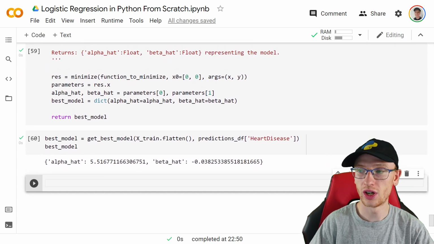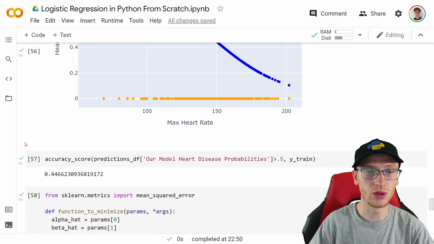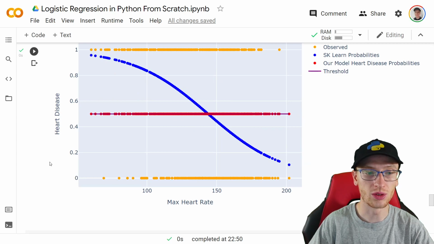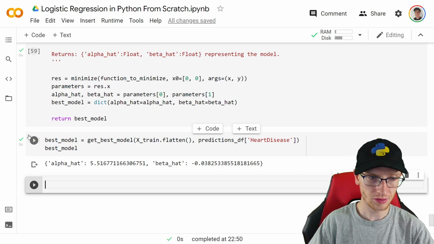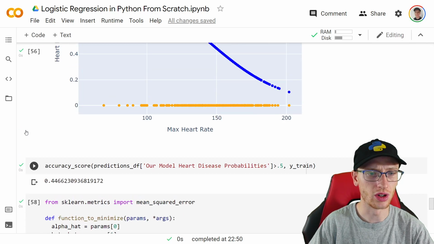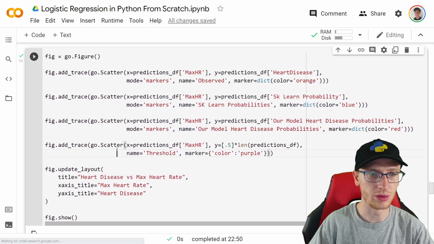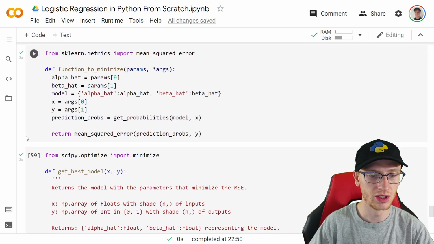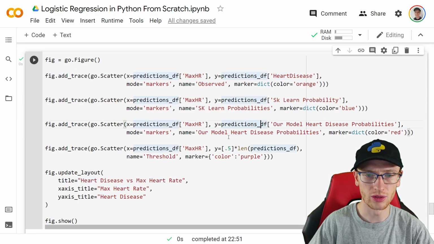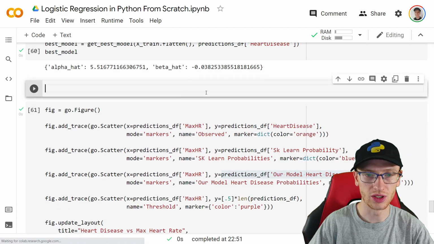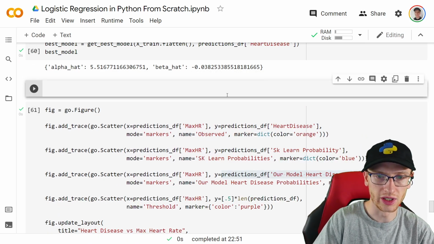Okay, so we just got the best parameters, and now we're able to produce a curve that's pretty close to this one. So we're just going to do the kind of irritating code that gets that done. Actually, it probably isn't irritating code at all. It's probably as simple as copying and pasting this code. It should be right here, except right now, our model heart disease probabilities are getting passed these probabilities right here. We can just override that variable. We can just set predictions.